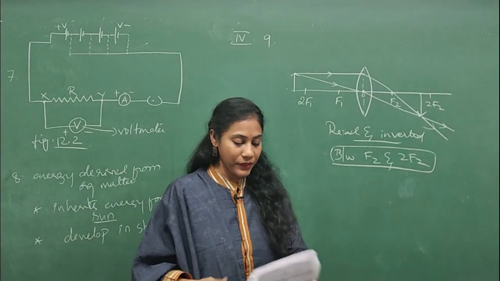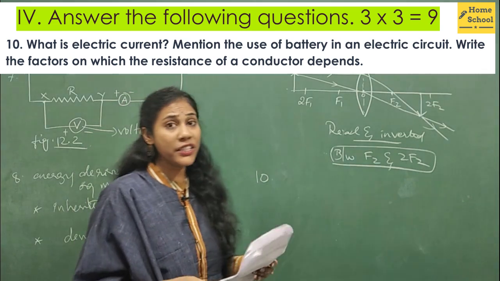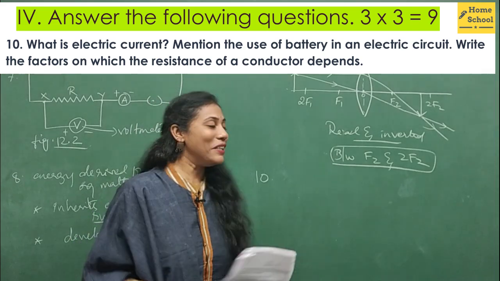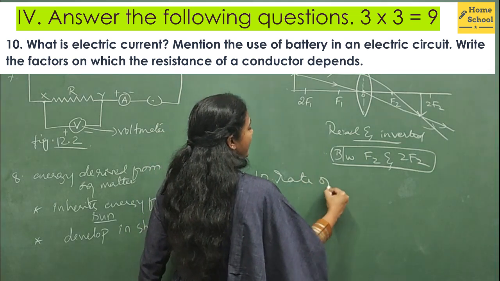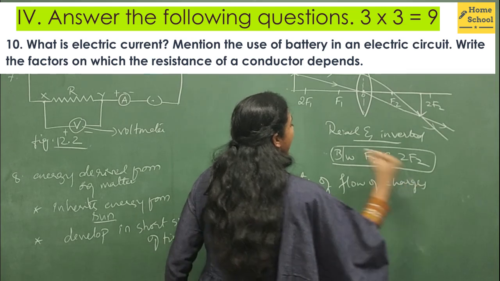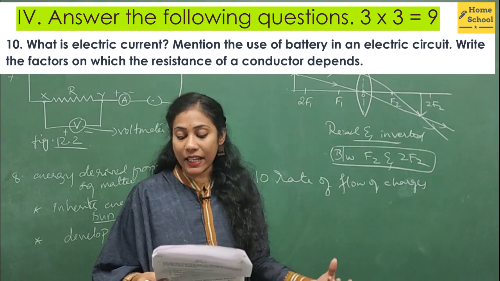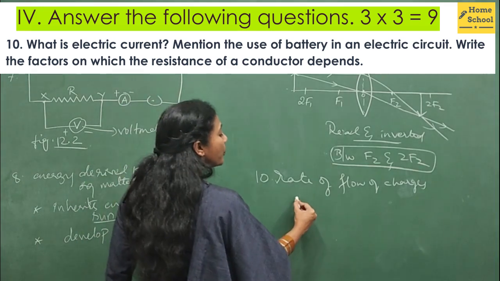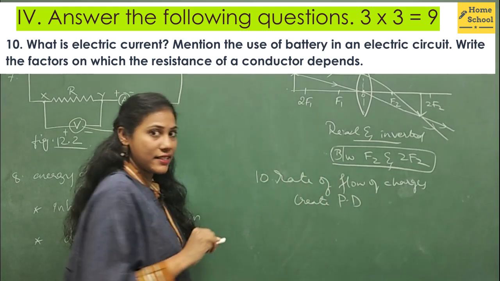So that's it. Coming to the 10th question, a very simple question on the chapter electricity. What is electric current, they are asking. Very simple. Rate of flow of charges is called electric current, isn't it? Fine. Mention the use of a battery in an electric circuit. So why do we use a battery? A battery is used to create potential difference, isn't it?